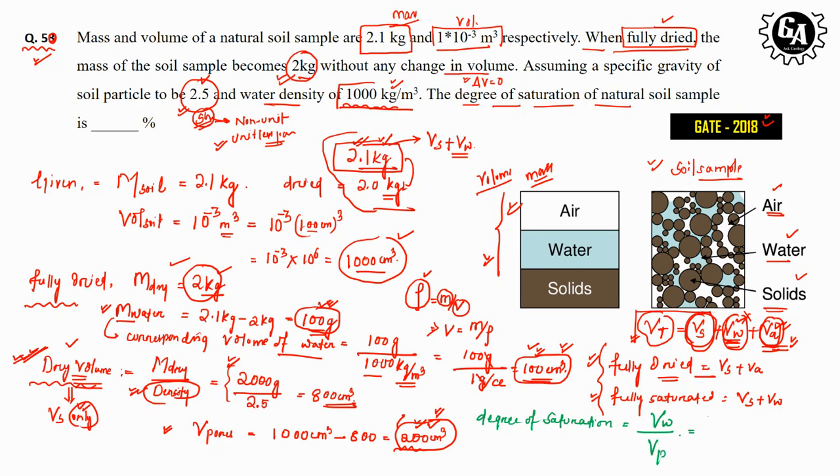And what is the volume of water here? That is your 100 centimeter cube. And what is the volume of pores present here, total pores? This is 200 centimeter cube, and degree of saturation is equal to 0.5. 100 by 200, 1 by 2, will reduce to 0.5, and if we want to make it into percentage, then we will have to multiply by 100, 0.5 into 100, that is equal to 50%.